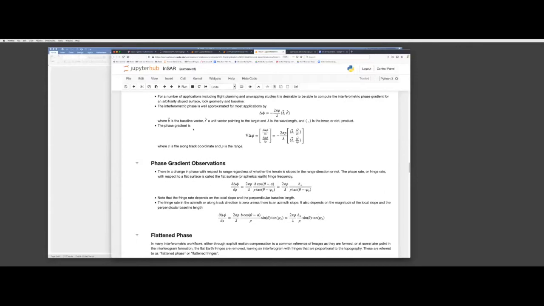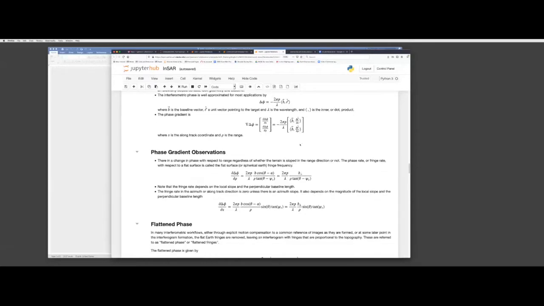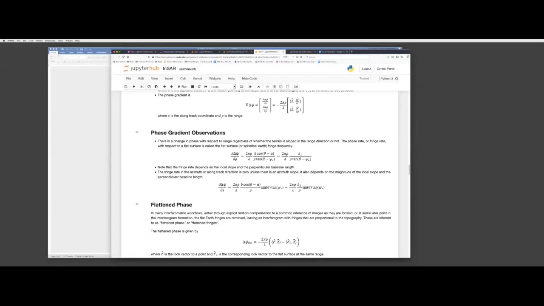If you just take the derivative of that with respect to range and the along track position, this should say actually X, not S, because I've switched notation, but in any case, that gives you this. B, the baseline, is fixed, so this is just the projection of the baseline on the derivative of these line of sight vectors. So if you go through and do the calculation, you'll see that the change in the differential phase as a function of the change in range is given by this formula here.